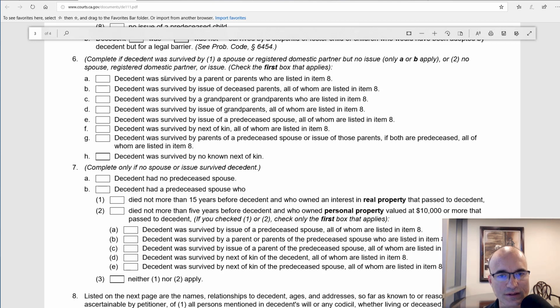And the first one's going to say decedent was survived by parent or parents who are listed in item A. Essentially, the reason why the court wants to know number 6 is because there's times when somebody other than the spouse is going to be entitled to some of the estate if it passes intestate. Or there's times when these people listed under A through G of 6 might be entitled to something from the estate because there is no spouse and there is no issue. So the court wants to know this information. But be careful, because if you have a spouse and issue, meaning children of the decedent, you can just skip number 6 altogether. Just forget it.